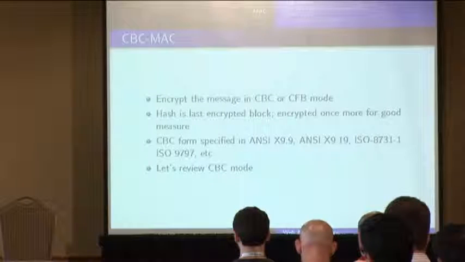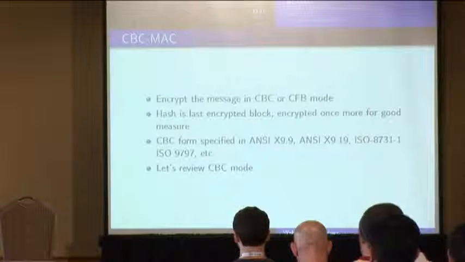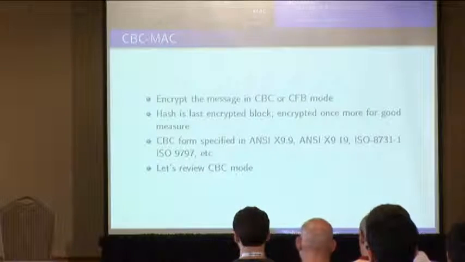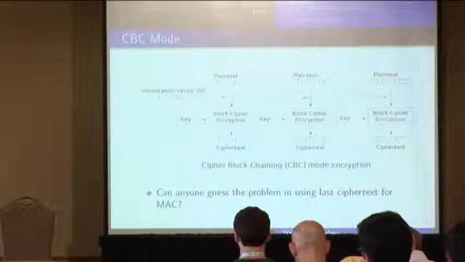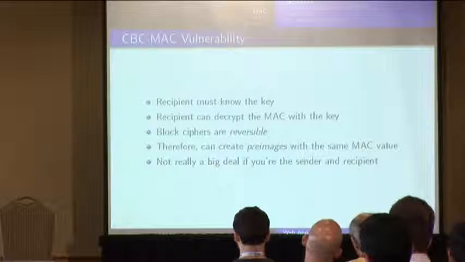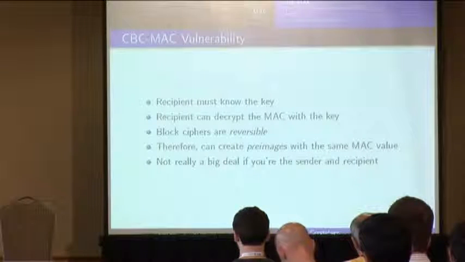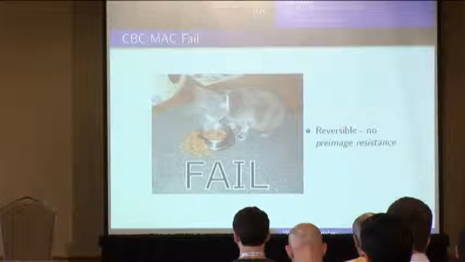Basically, one way is you encrypt the whole message, and then the hash is the last encrypted block, and you encrypt it once more for good measure. It's specified in all these things. Now, there's a problem with using the last ciphertext for your message authentication code. In the general case where I'm trying to authenticate something to a second party, the recipient has to know the key. Then you can decrypt the MAC with the key, and block ciphers are reversible, so you can compute other things that would have the same authentication code. This isn't really that big of a deal if you're a sender and recipient, but as a message authentication code, it's an undesirable trait. So that's kind of a fail that has no pre-image resistance.